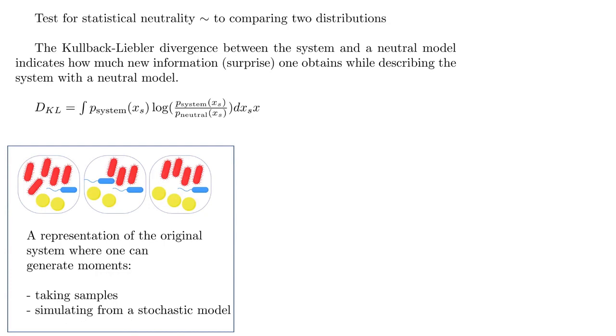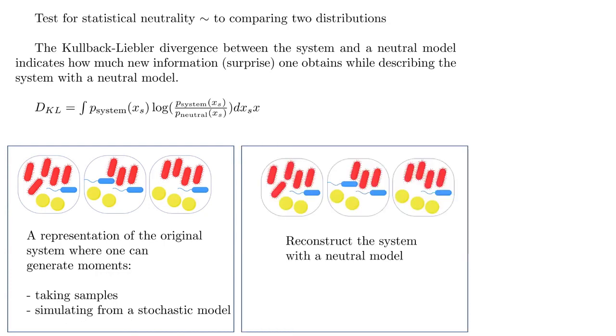And then you would reconstruct the system with a neutral model. You could fit the model, then replicate it, reconstruct it with a neutral model, and then compare the two with the Kullback-Leibler divergence. And if this distribution is centered at 0, then you would say that you cannot differentiate the dynamics of your system from the neutral dynamics.